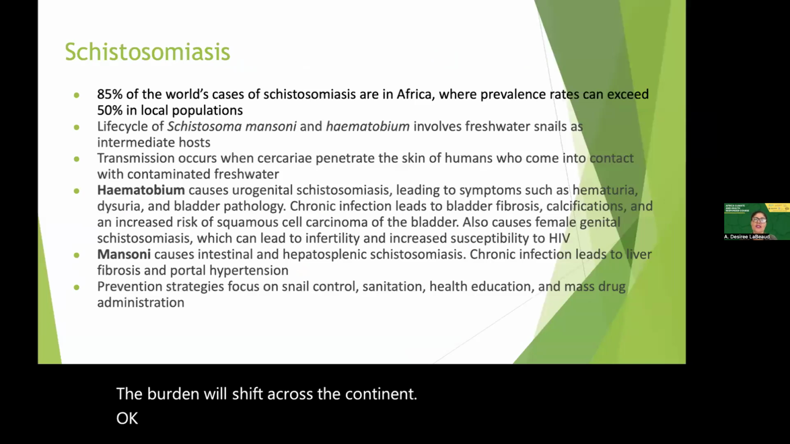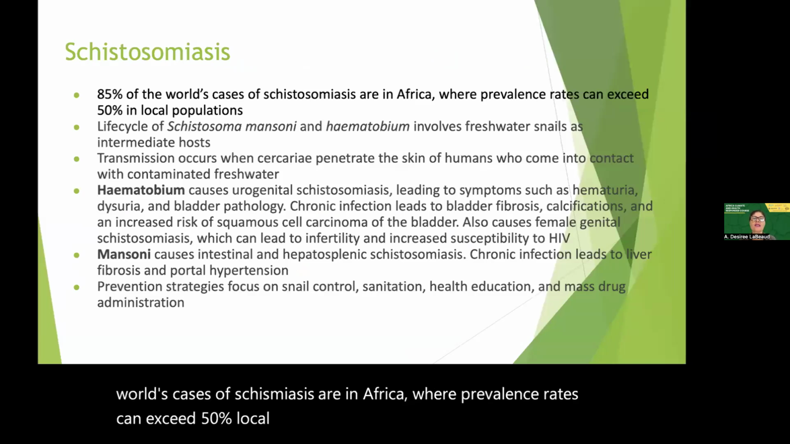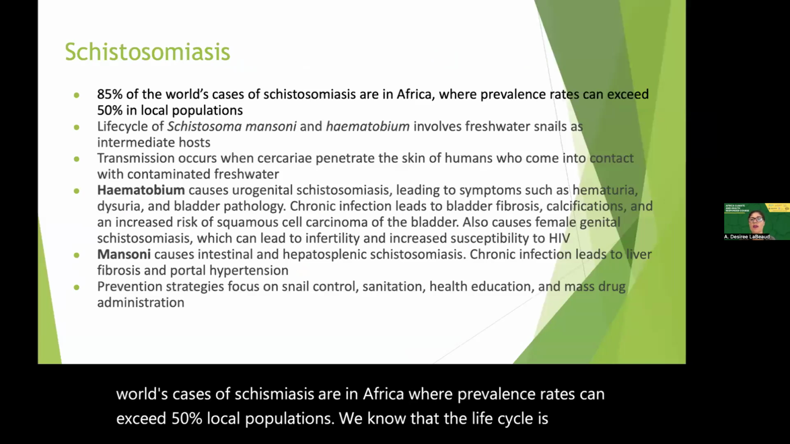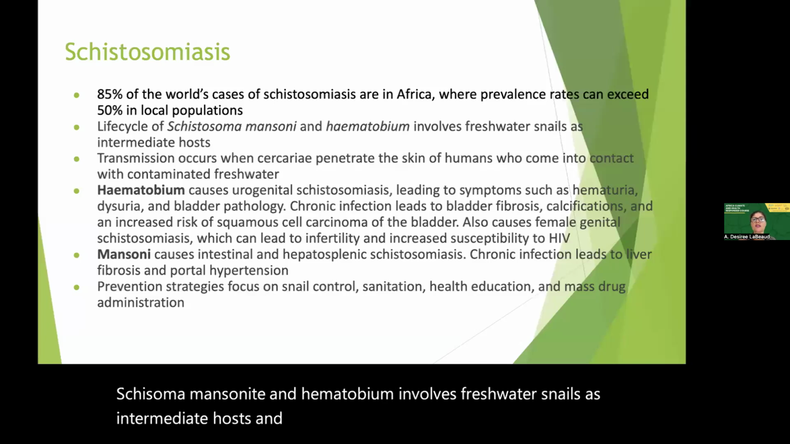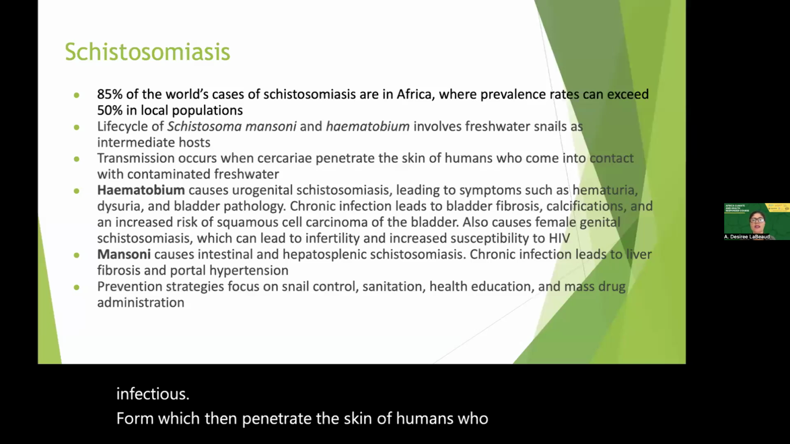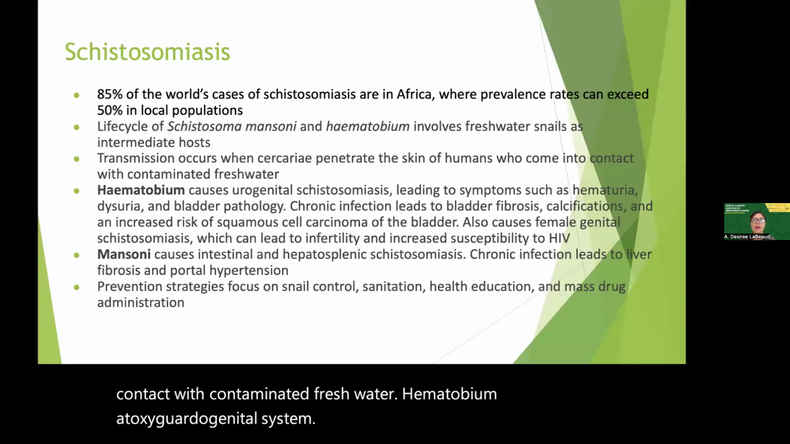Okay, let's move on to schistosomiasis now. So schisto, 85% of the world's cases of schistosomiasis are in Africa, where prevalence rates can exceed 50% in local populations. We know that the life cycle of Schistosoma mansoni and haematobium involves freshwater snails as intermediate hosts, and these snails release cercariae, which are the infectious form, which then penetrate the skin of humans who come into contact with contaminated fresh water. Haematobium attacks the urogenital system, causing bladder pathology.